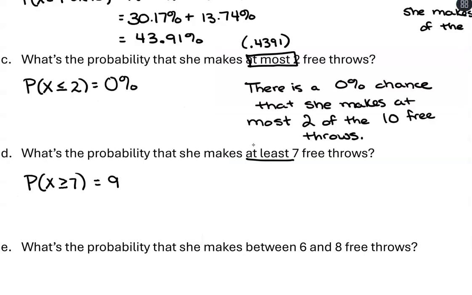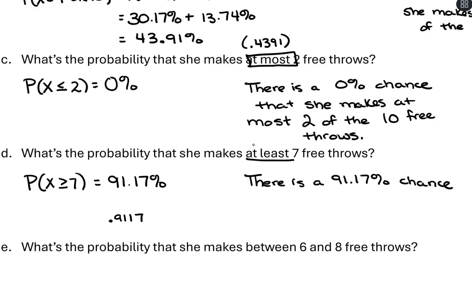So that is a 91.17%, or a 0.9117 if you need the decimal. There is a 91.17% chance she makes at least 7 of the free throws.